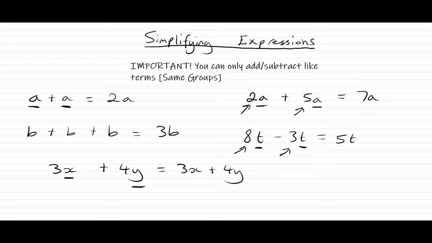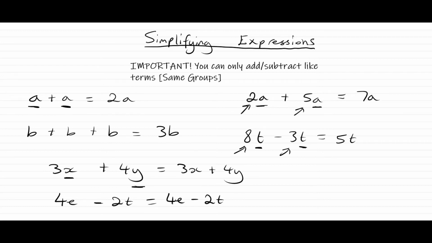You can't add letters that aren't the same, okay? Groups that aren't the same. Same as taken away. So if I give you like 4e subtract 2t, you can't subtract those two because, again, they're not part of the same terms. Not the same terms, they're not part of the same group. So it remains 4e minus 2t.